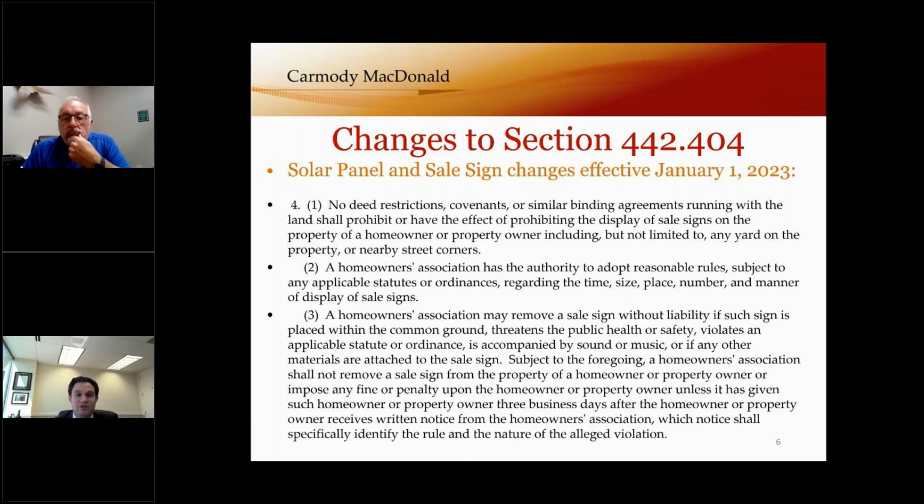Again, we have language talking about removal of those sale signs if it's placed within the common ground, threatens public health or safety, violates an applicable statute or ordinance, is accompanied by sound or music, or if other materials are attached to the sale sign. So I know we do see a lot of sale signs that have attached flyers or something like that from the realtor. That's not permitted by this statute.